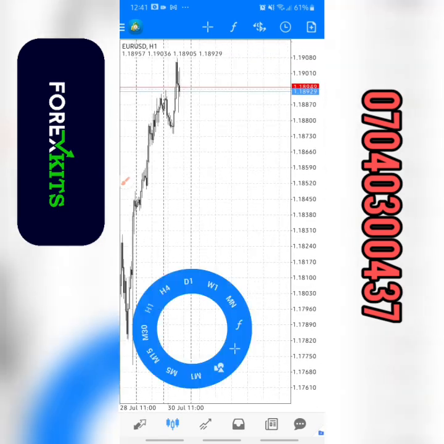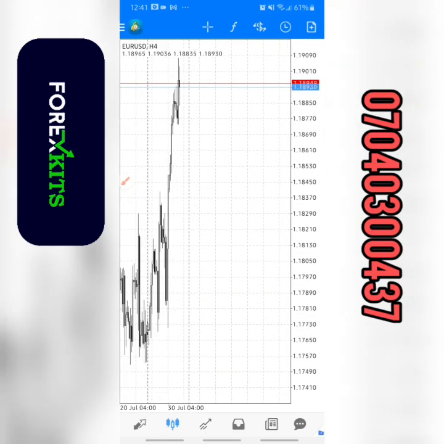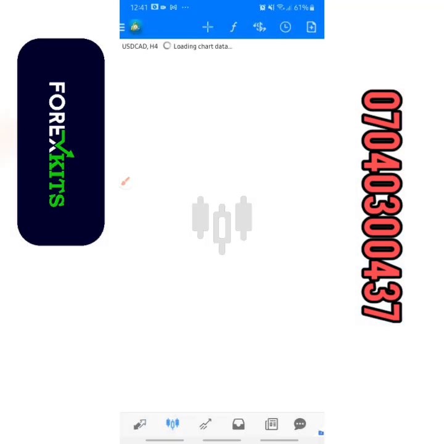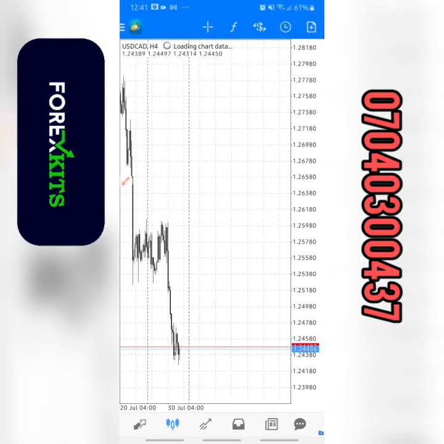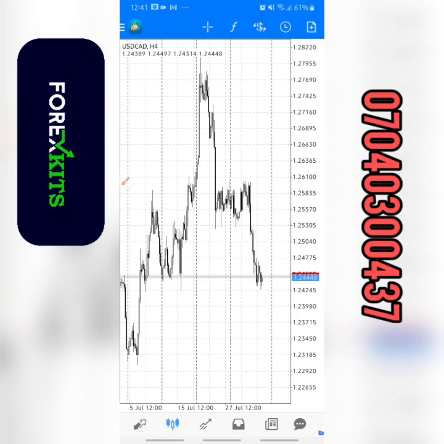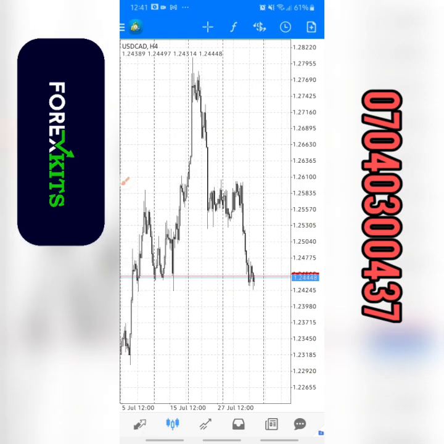So let's look at an example. Let's look at a sell scenario this time around. Okay, let's go to USD CAD. So let's look at this. You've seen currently that on the 4-hour time frame we are currently in a sell market.